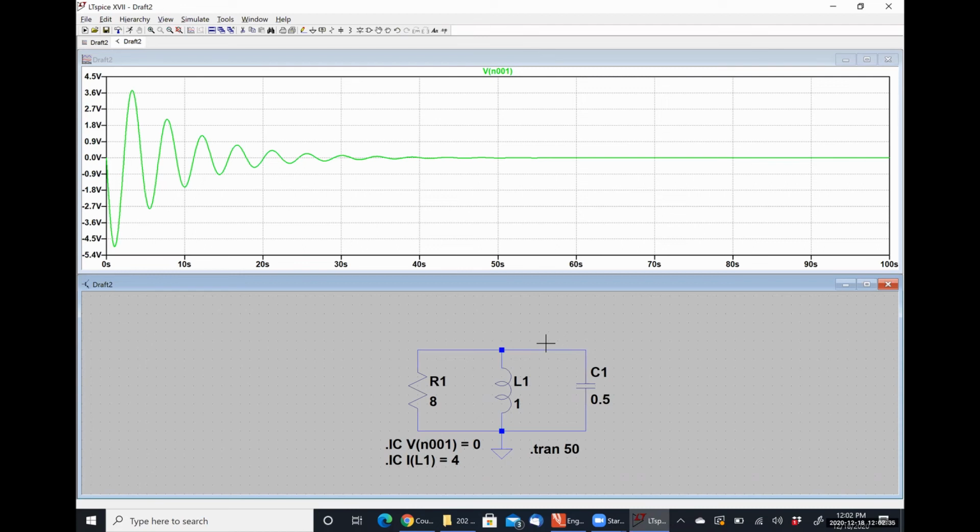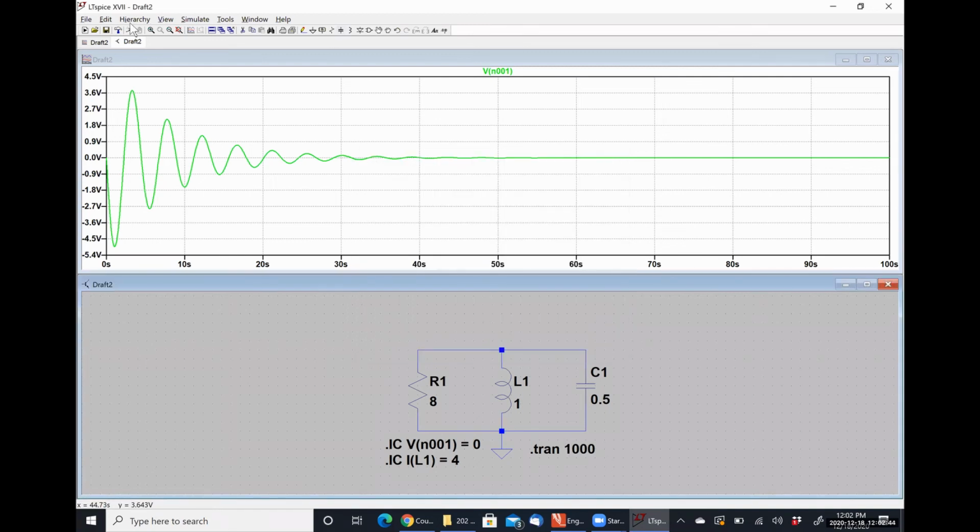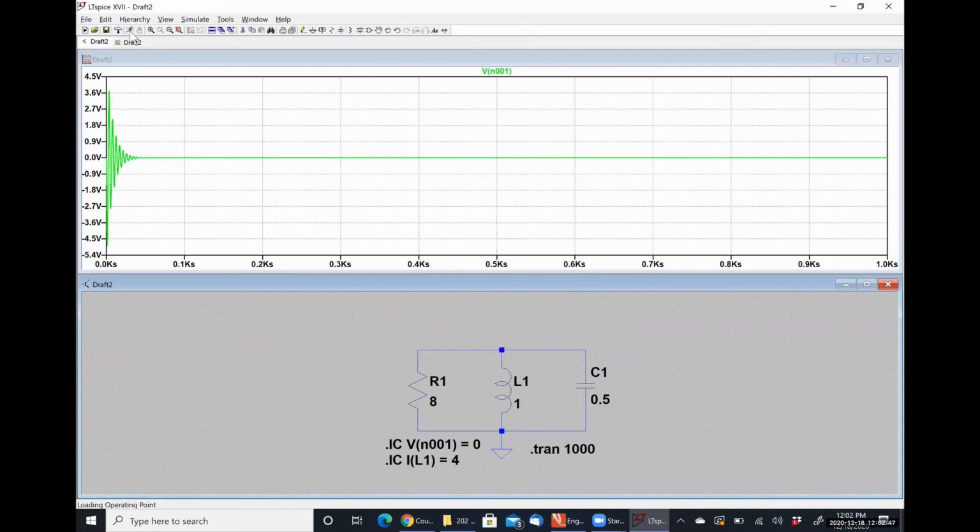I don't want to see something like this, where all of the information is on one side of the graph and you can't really tell what's going on. So I want your time duration for your transient analysis to be just long enough to get a full picture of what's going on, not any longer than that. You're just going to have to play around with things.